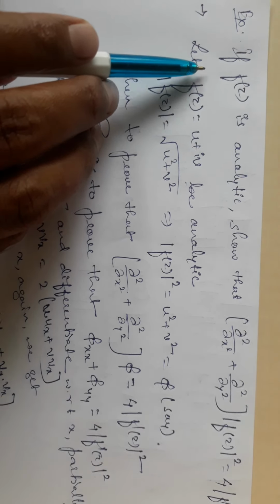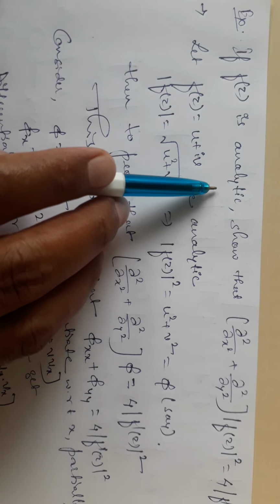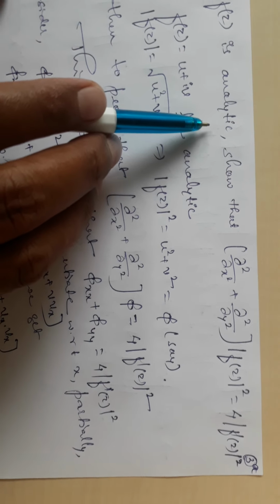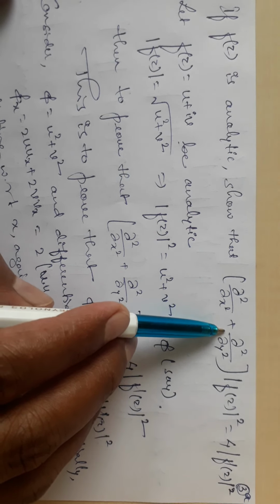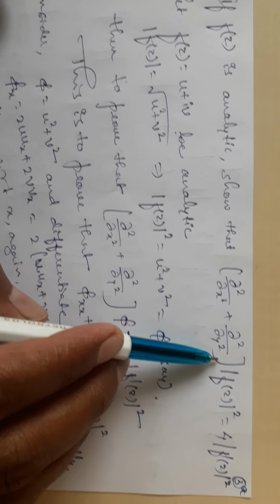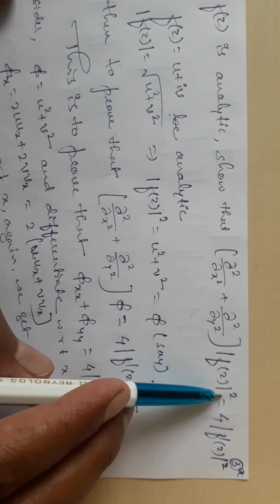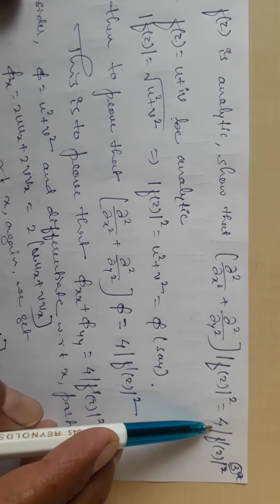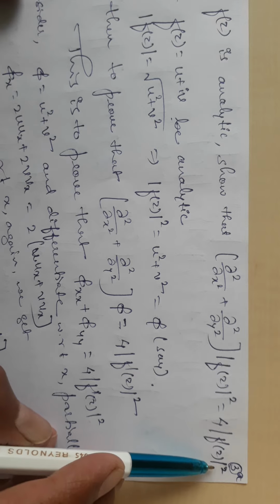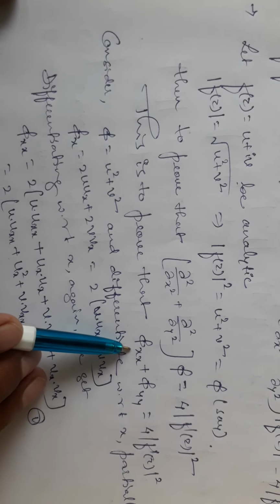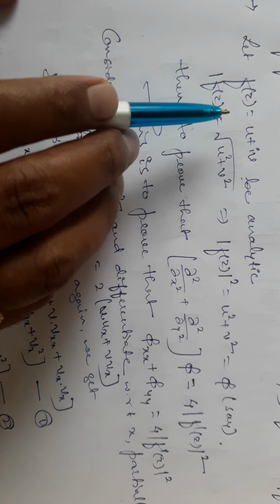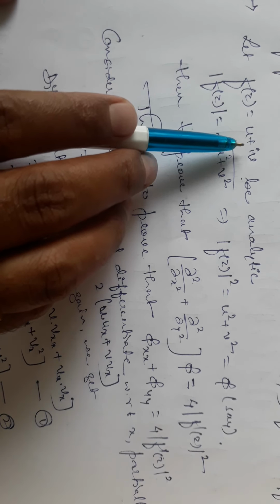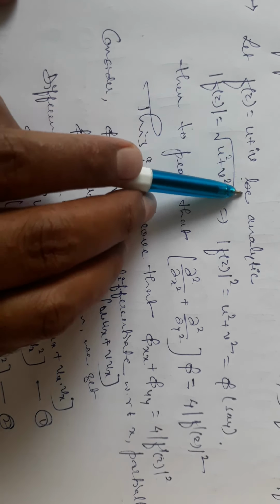If f of z is analytic, show that dou 2 by dou x square plus dou 2 by dou y square of mod of f of z whole square equals 4 times mod of f dash of z whole square. Solution. Let f of z equal to u plus iv be analytic.